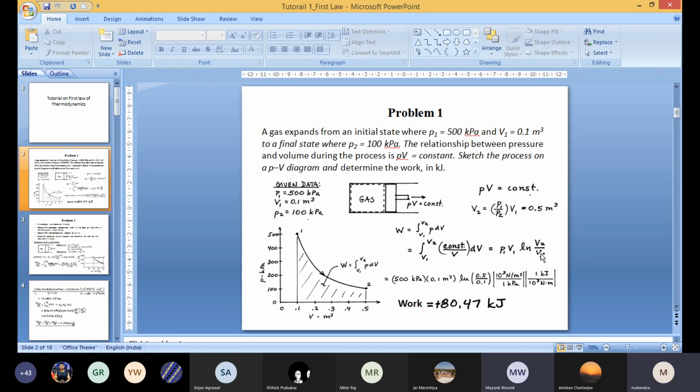Then simply here we have all the data: P1, V1, V2. Substituting all of these, we get 80.47 kilojoules. That means this is a positive value, which means work output. Obviously, this is the expansion. Yes, this is the work output.